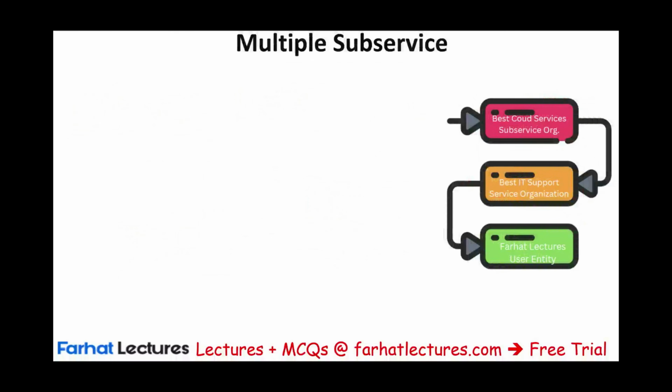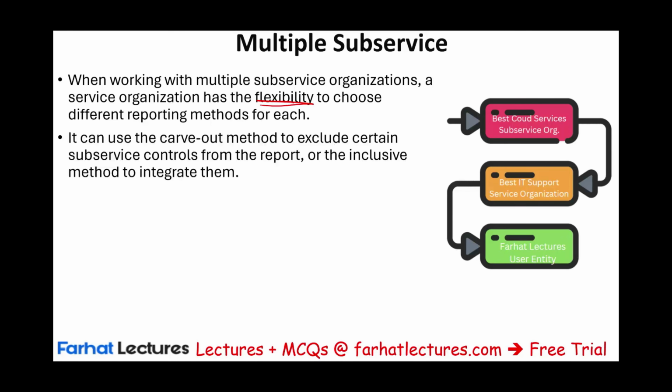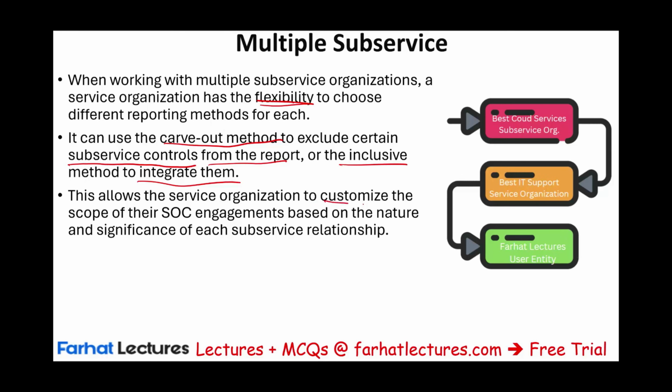How about when you have multiple subservice organizations? When working with multiple subservice organizations, a service organization has the flexibility to choose a different reporting method for each. So for example, notice earlier we had the HR as a subservice, we had the cloud service as a subservice. For example, we might use the carve-out method for the HR and the inclusive method for the cloud service. It can use the carve-out method to exclude certain subservice controls from the report or the inclusive method to integrate them. This allows the service organization to customize the scope of their SOC engagement based on the nature and significance of each subservice relationship.